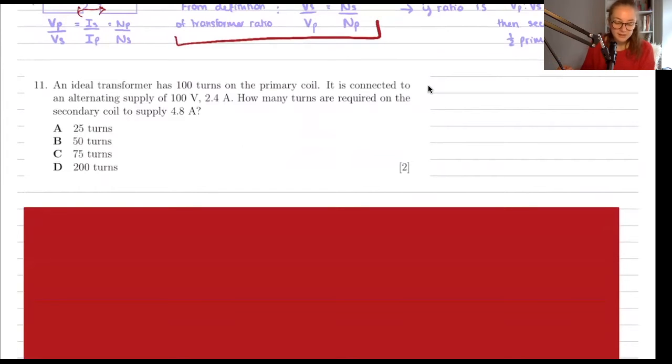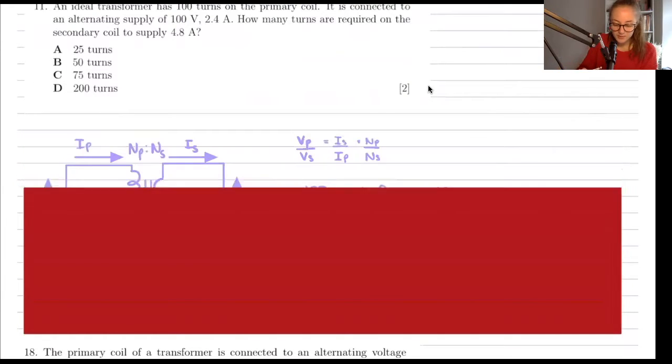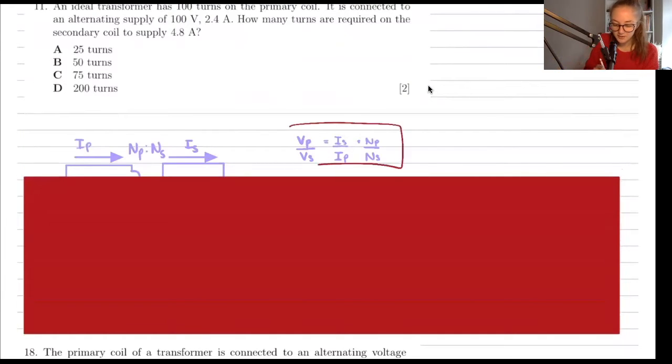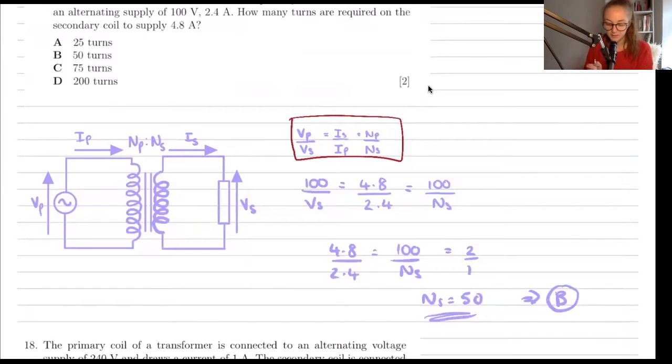So this question asks, an ideal transformer has 100 turns in the primary coil. It is connected to an alternating supply of 100 volts, 2.4 amps. How many turns are required on the secondary coil to supply 4.8 amps? So I've just popped this all-important equation down here, and I just have a little sketch of what's happening.